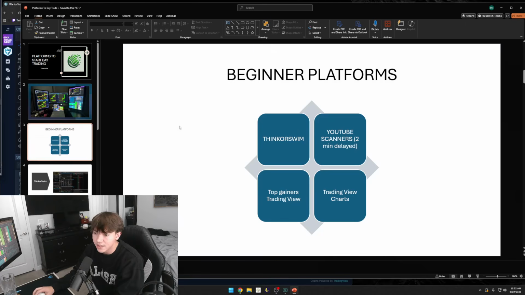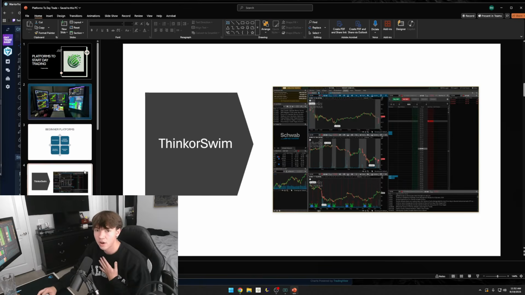But to continue on going from here, what are some beginner platforms that you can use to begin with? First off, we could use Thinkorswim. YouTube scanners is a big one also. Top gainer scanners with TradingView also, and then charts. You need a charting platform. So what I would do when I first started off is I would use Thinkorswim.